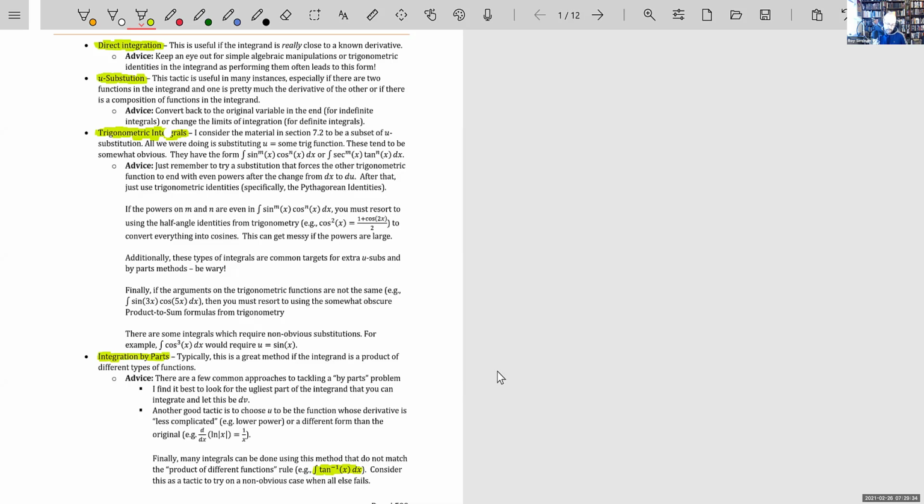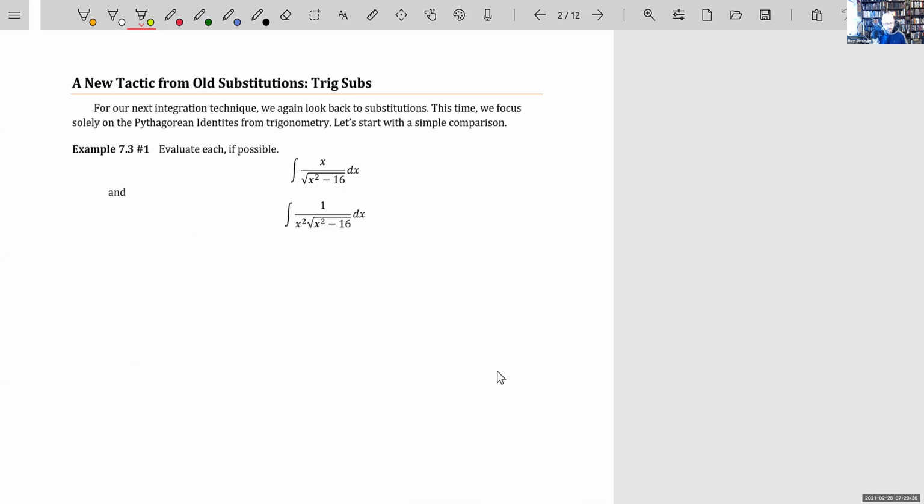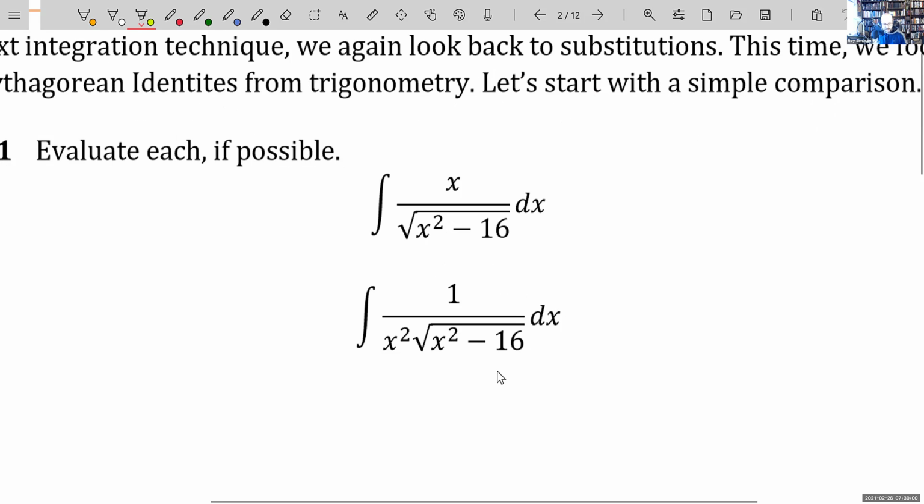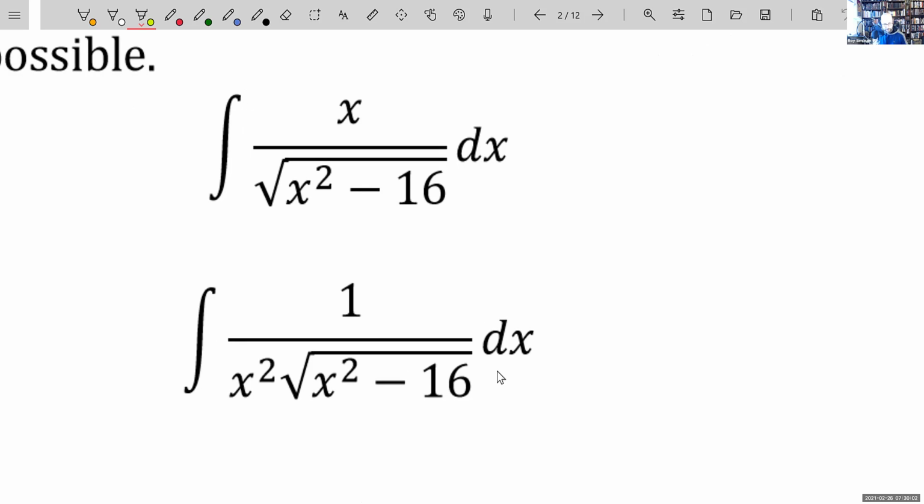But today, we're going to focus on probably what most students think is their favorite method. So for our next integration technique, we again look back to substitutions. We're just doing more substitutions, but these are hyper specialized substitutions, is what I would call them. This time we focus solely on the Pythagorean identities from trig. So let's start with a simple comparison. Let's evaluate each of these if possible.